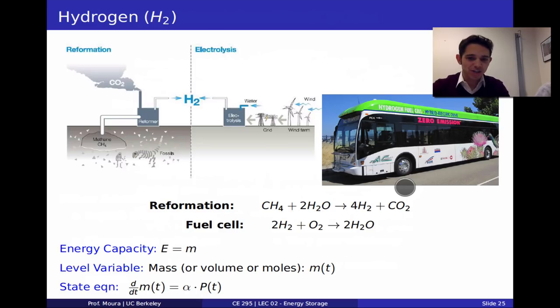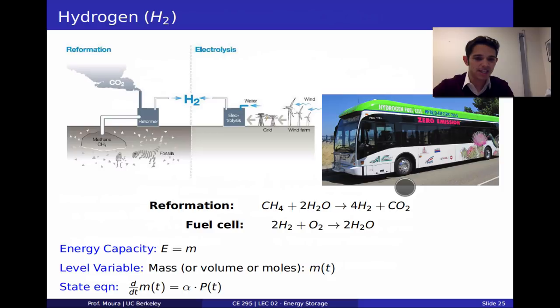Okay, let me talk about hydrogen. This is quite an interesting, different type of way to store energy chemically. What I'm showing you here is how we can create hydrogen, and then how we use hydrogen to create electrical energy. Hydrogen we can't mine. Hydrogen is the lightest element on the periodic table, so it just floats out into the atmosphere. It doesn't exist in its pure form, so we generally have to create it.